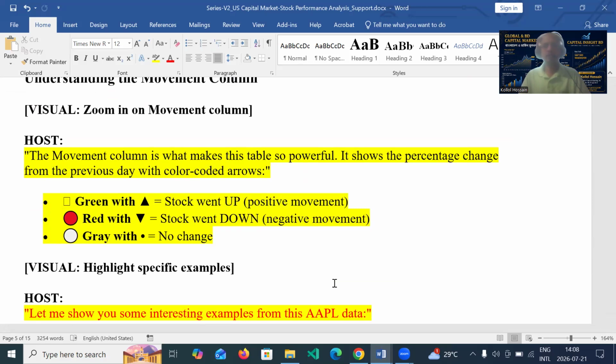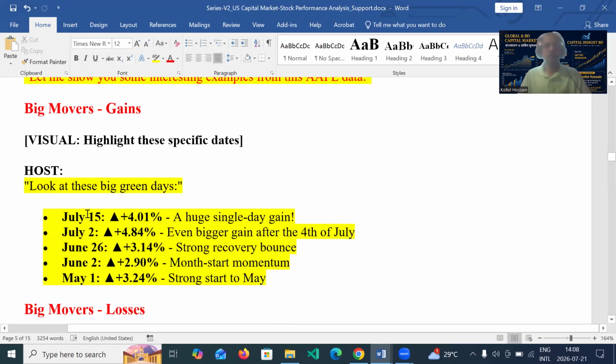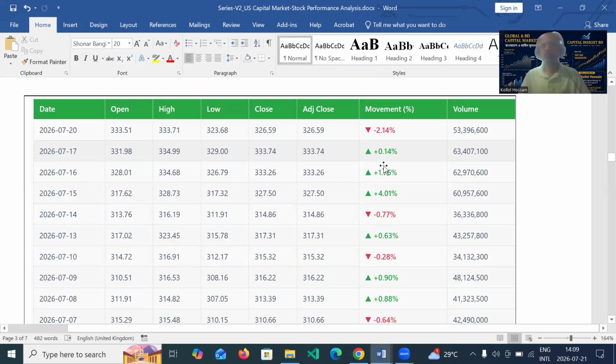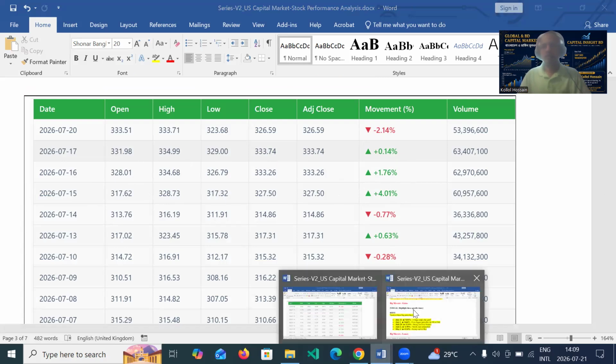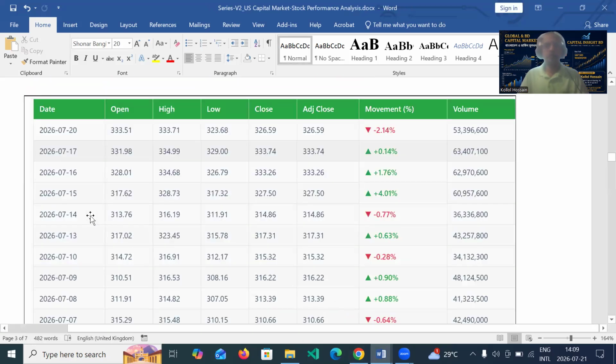Green means the stock went up, positive movement. Red means the stock went down, negative movement. Gray means no change. Let me show you some interesting examples from the Apple data. Look at these big up days. July 17, 4.01 percent. July 15, 4.01% up.